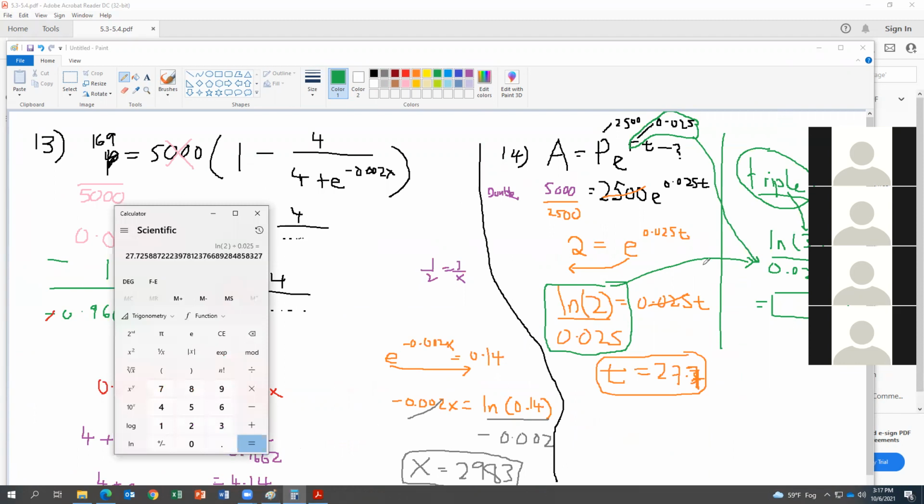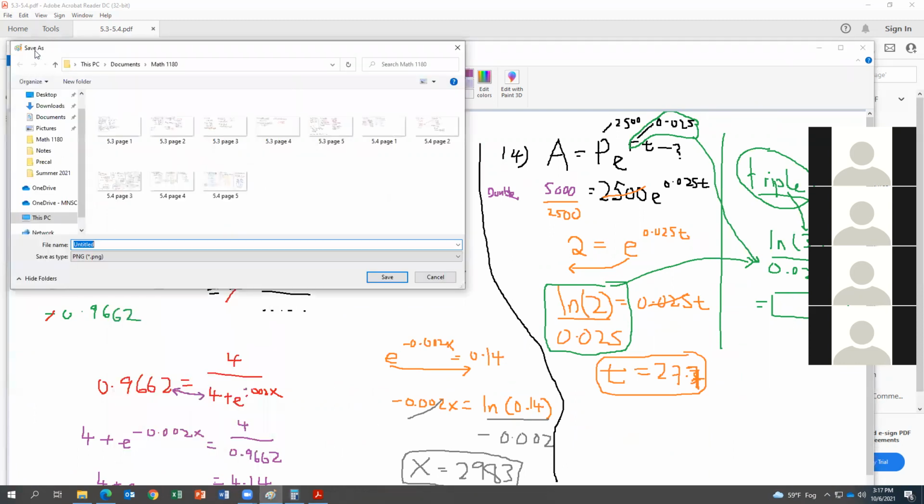And I think you guys know how to use your calculator to figure this number out, right? What is ln3 over that?